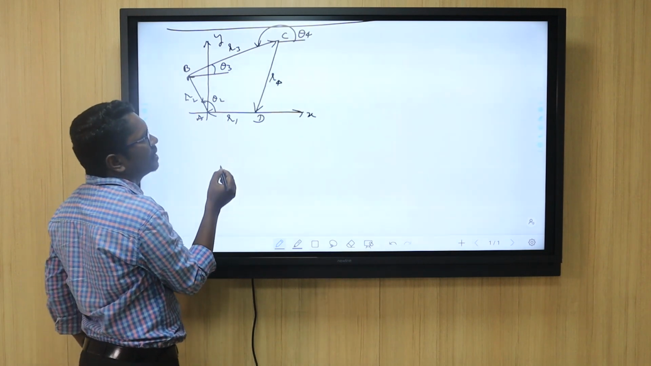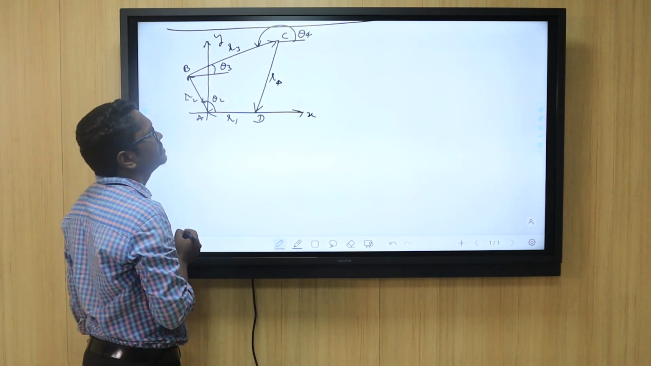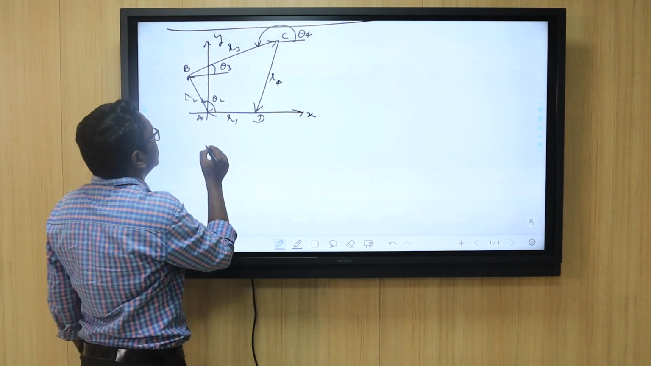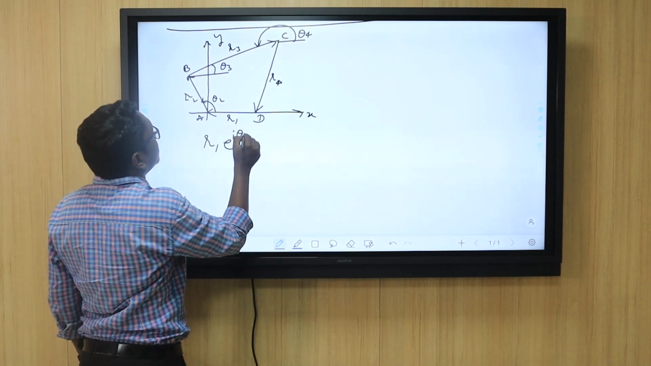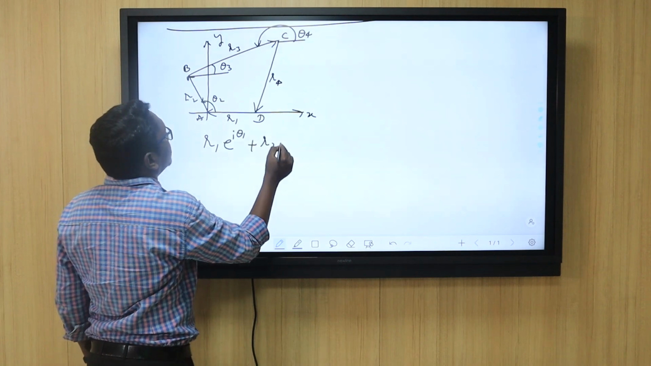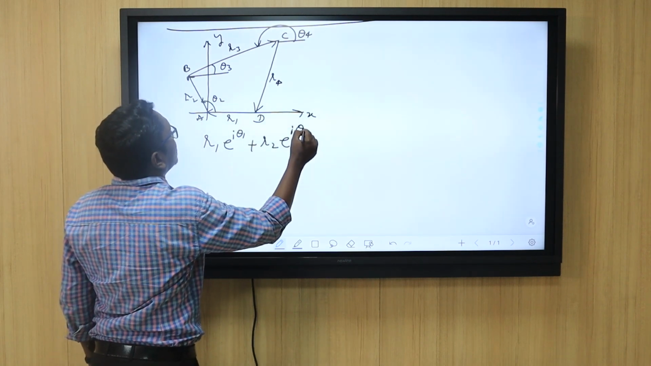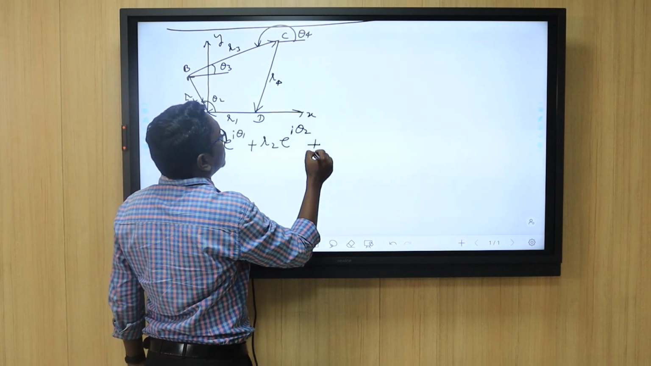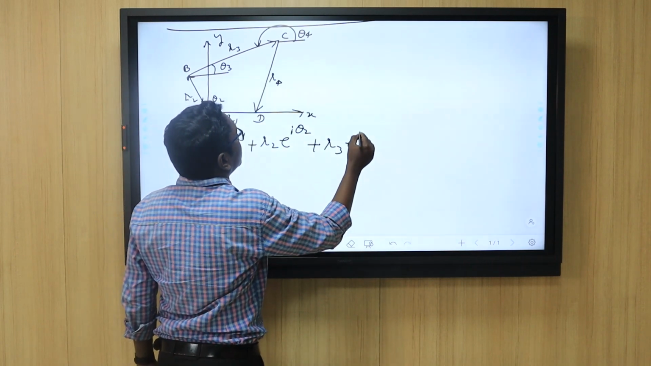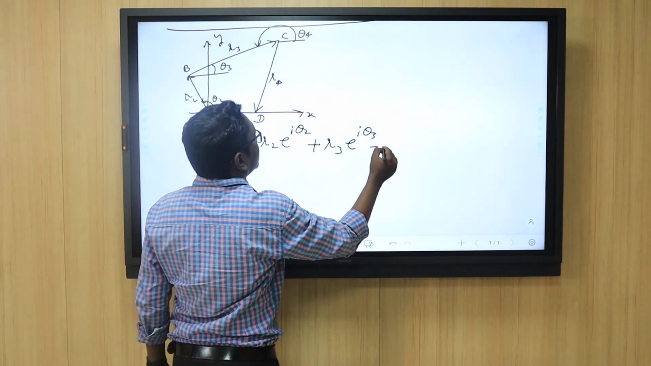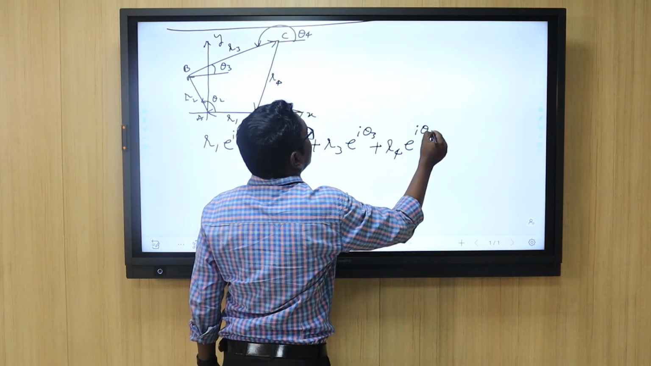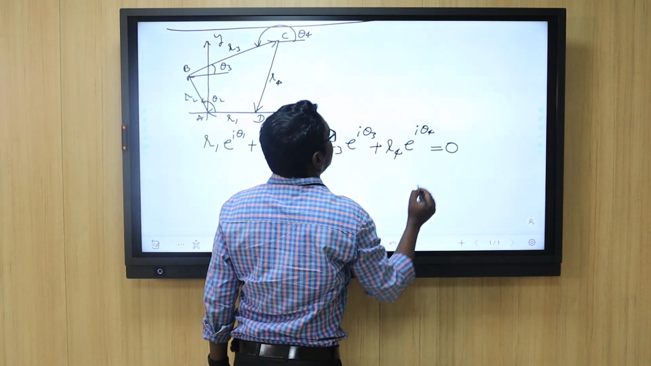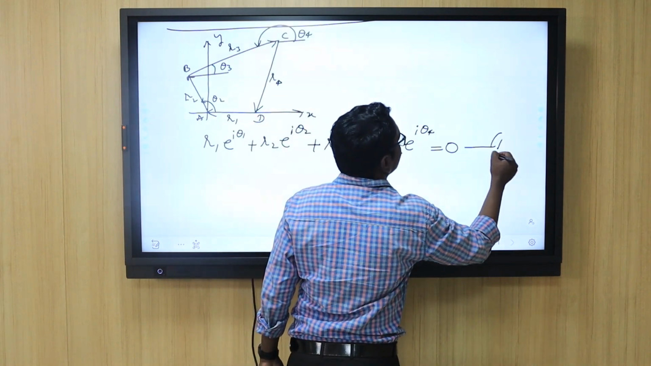So initially we have to write the vector equation in the polar form. So r1 e^(i theta 1) plus r2 e^(i theta 2) plus r3 e^(i theta 3) plus r4 e^(i theta 4) is equal to 0. So this is the first equation.